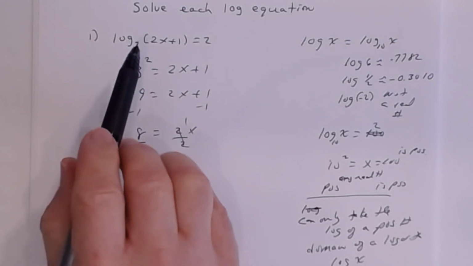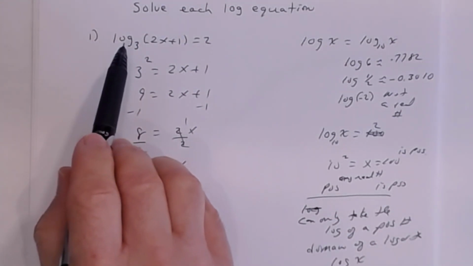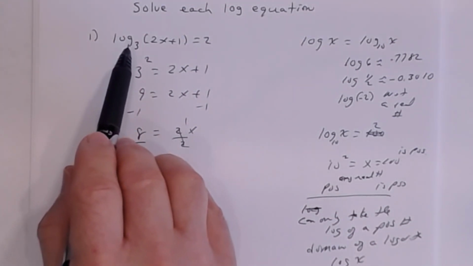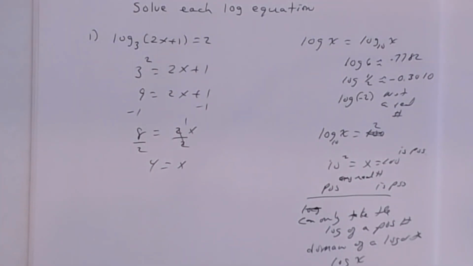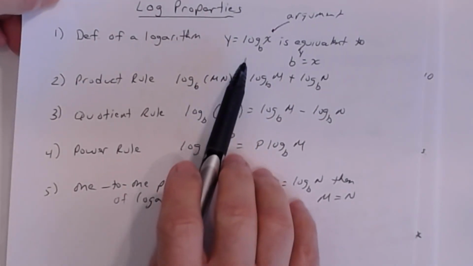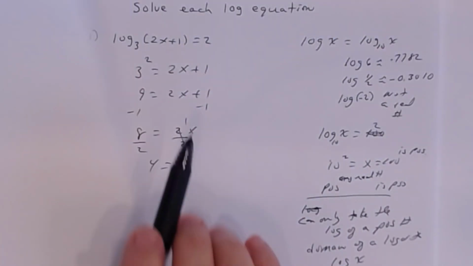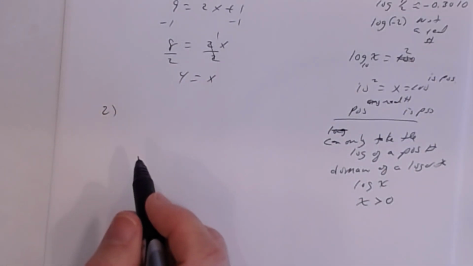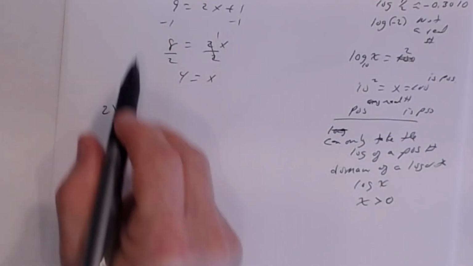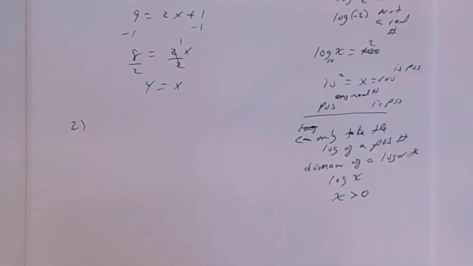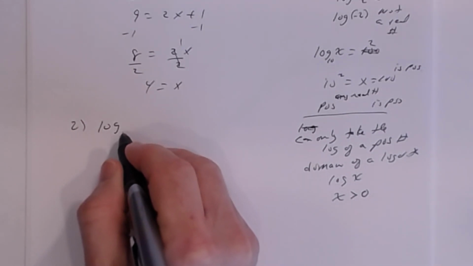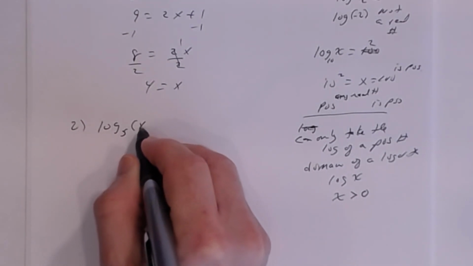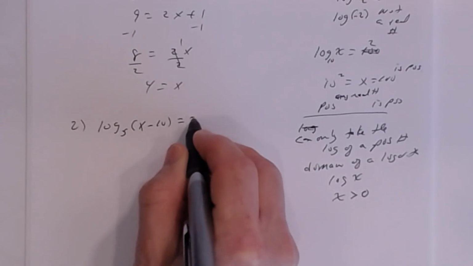In this case, since you had one logarithm by itself, you just use this property right here, where you change a logarithm to an exponential and solve for x. All right, so let's look at the second one. Let's suppose this was number 2, another one like this, just to get us into using that first property. So the log of x minus 10, base 5, equals 2.